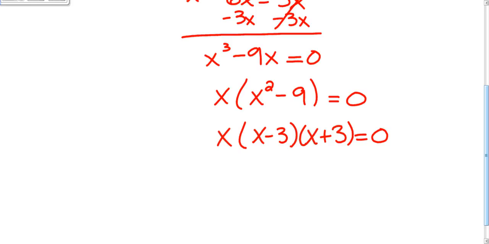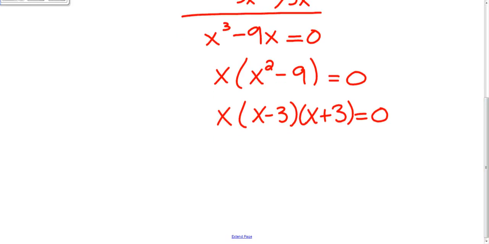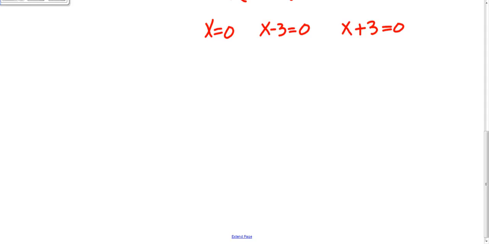Okay, now once you've got it completely factored, which I do, I'm going to set each part equal to 0. So I will say x equals 0, and then x minus 3 equals 0, and then x plus 3 equals 0. And of course, when you solve those, you get x equals 0, here I get x equals 3, and here I get x equals negative 3. The problem is these are only your x solutions.